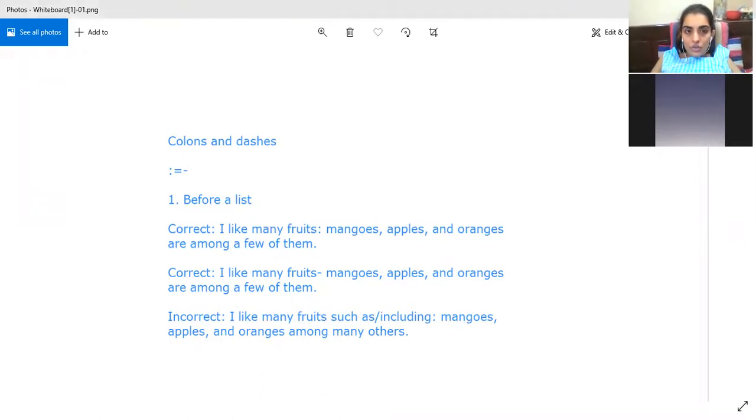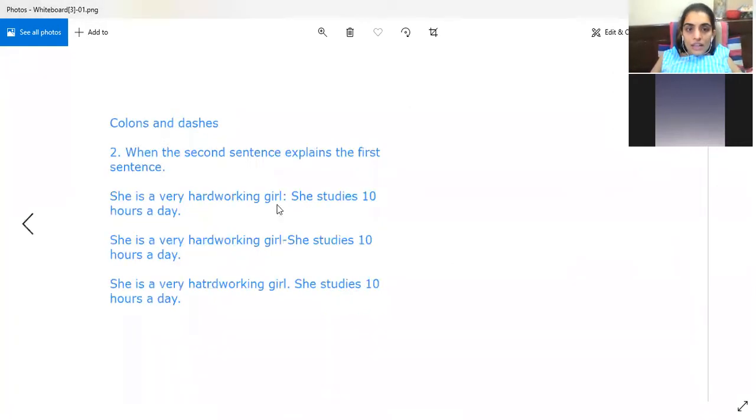And then colons and dashes are also used when the second sentence is explaining the first one. Like for example, she's a very hardworking girl. She studies 10 hours a day. This is explaining why I'm calling her hardworking, right?